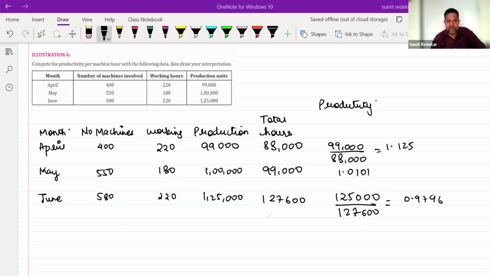Chalo, I think that should be enough time. Let's quickly move on to the next.